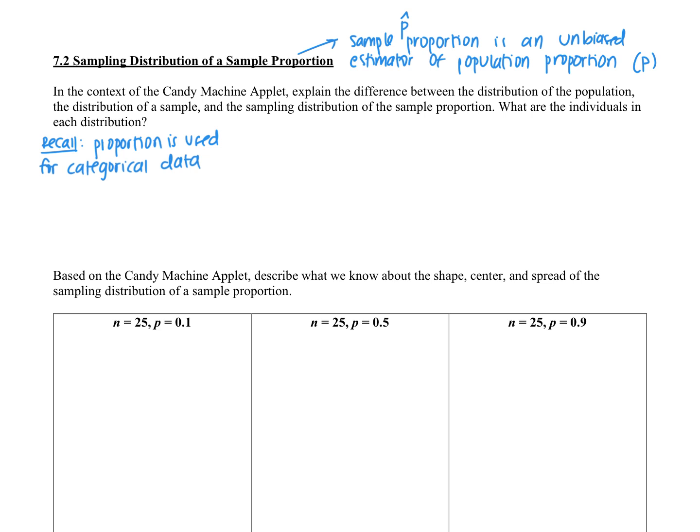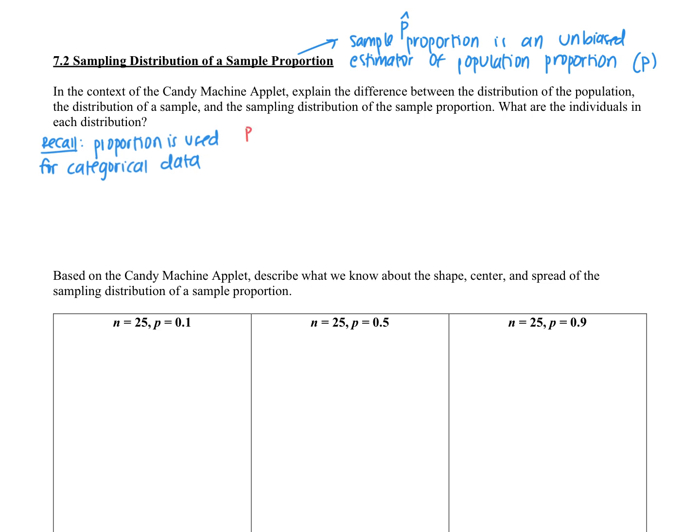Okay, so first thing we're going to do is take a look at an applet. I'm going to play around with it for a little bit, and then you guys are going to play around with the person next to you, and it's this candy machine applet. Before I let you loose, I want us to do this part A together, and then you're going to be doing the part down here. In the context of the candy machine applet, explain the difference between the population, the sample, and the sampling distribution. What are the individuals in each distribution?